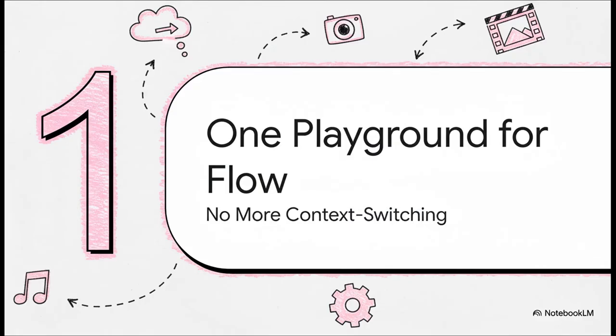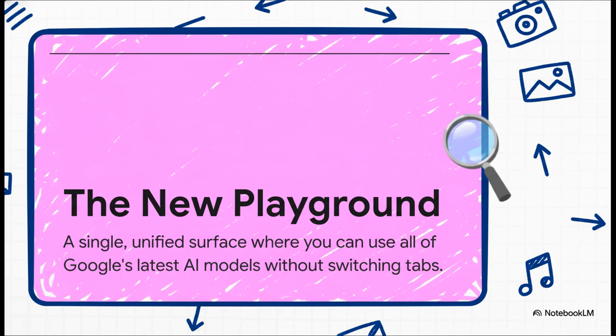First up, and this is a big one, the ultimate antidote to that context-switching chaos we were just talking about. Google is introducing a totally unified workspace designed to keep you in the zone, focused, and actually creative. This is the new playground, and you should really think of it as just one single surface where you can get your hands on all of Google's latest and greatest AI models. No more jumping between different UIs for different jobs. It's all right here, in one spot, ready to go when you are.